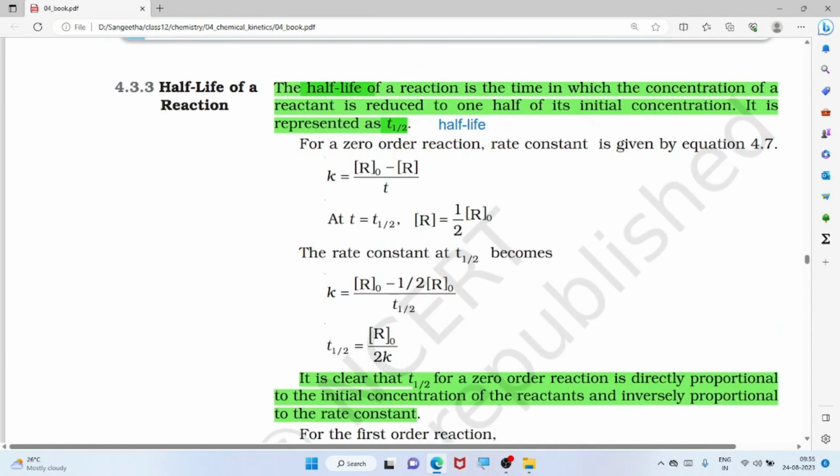Half-life of a reaction. The half-life of a reaction is the time in which the concentration of the reactant is reduced to half of its initial concentration.